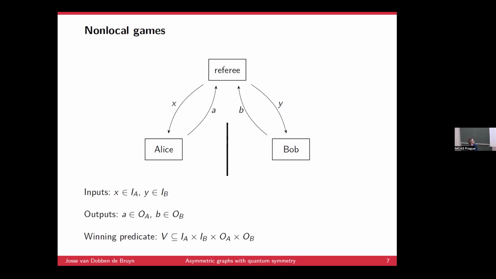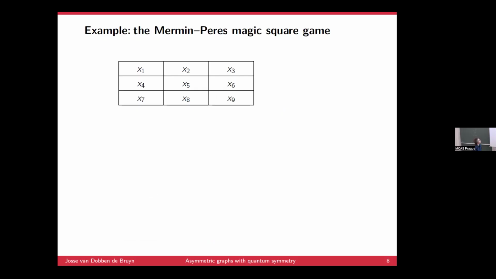Alice and Bob want to play the game and maximize their winning probability. I'm going to be focusing only on perfect strategies where they win with certainty, 100% probability, but there's a whole literature where you also study the quantum value of the game or the classical value. Right, so an example is the Mermin-Peres magic square. This is a very well-known thing in quantum information theory.